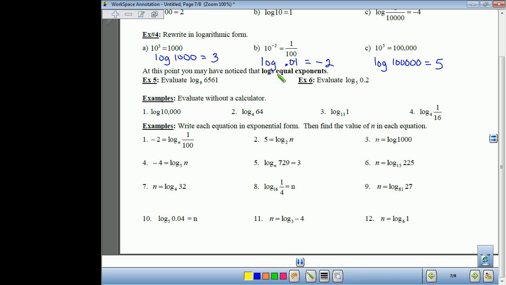Okay, so we've seen over and over again that the answer to a logarithm is the exponent. A log equals the exponent. So if you were asked to evaluate a logarithm, what we're doing is we're finding the exponent. We know that this logarithm is equal to the exponent. So it becomes 9 to the x equals 6,561.